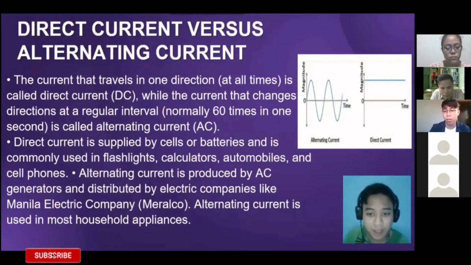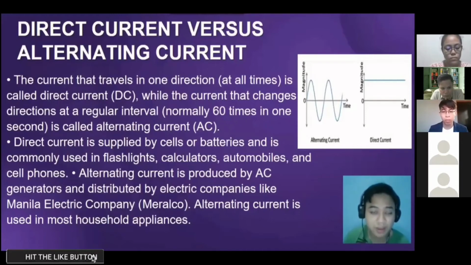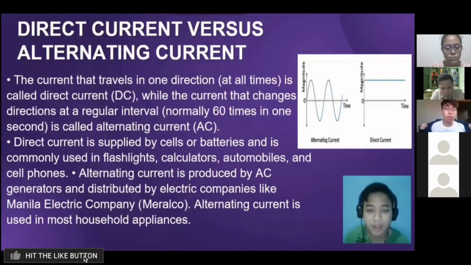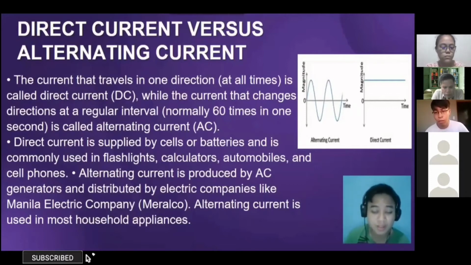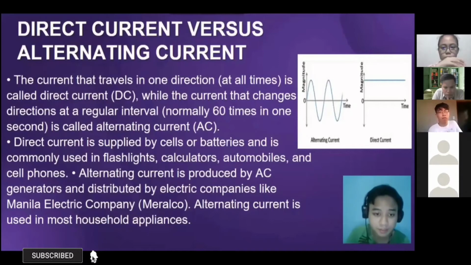In terms of the amount of energy that can be carried, alternating current is much safer to transfer over longer distances and can provide more power than direct current, because direct current cannot travel very far until it begins to lose its energy.